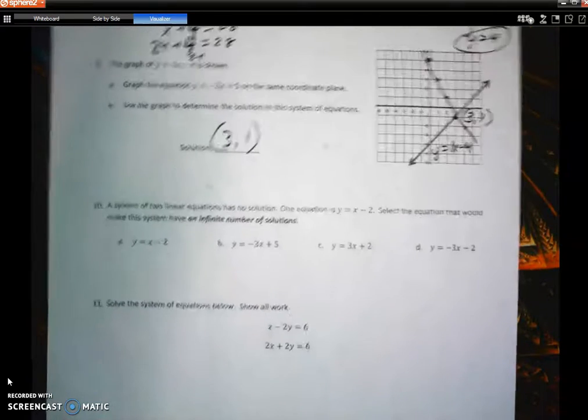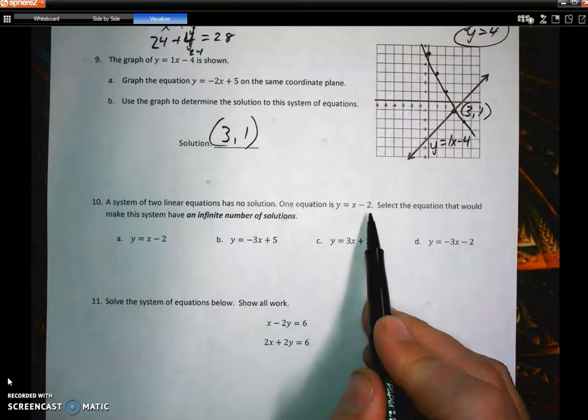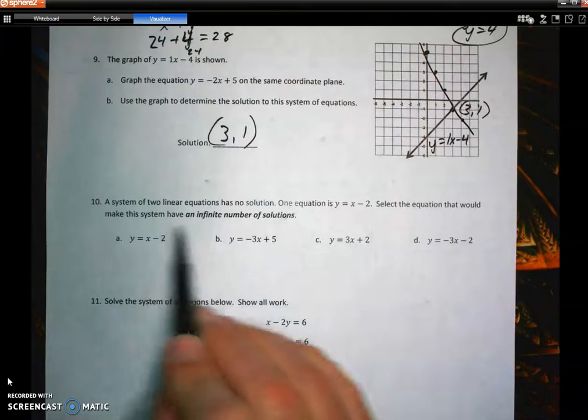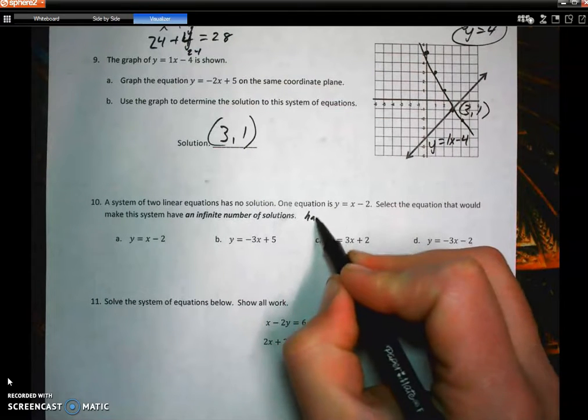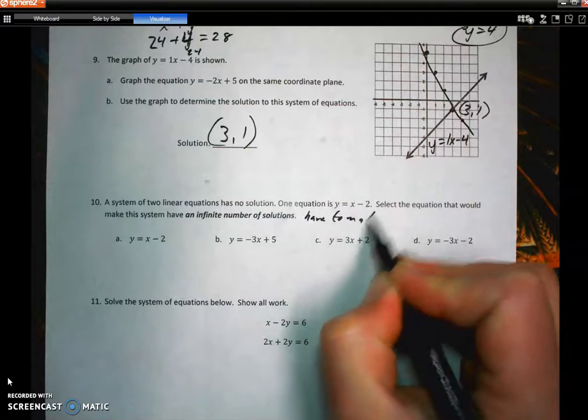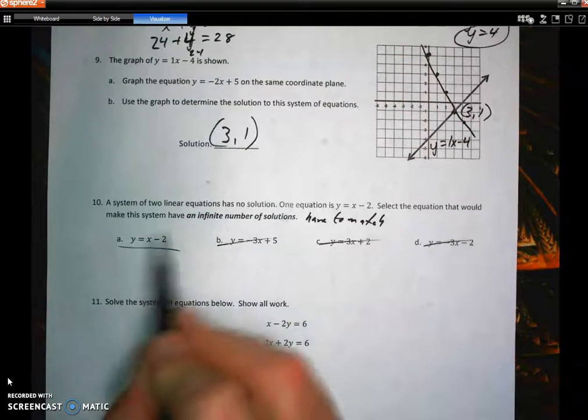A system of two linear equations has no solution. One equation is y equals x minus 2. Select the equation that would make this have an infinite number of solutions. That means they have to match. So I'm literally looking for y equals x minus 2. Nope, nope, nope. Right there.